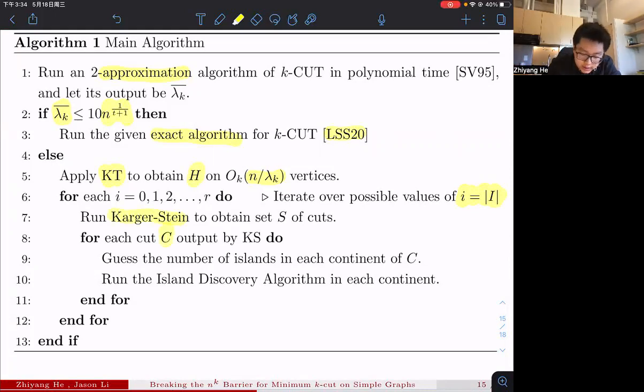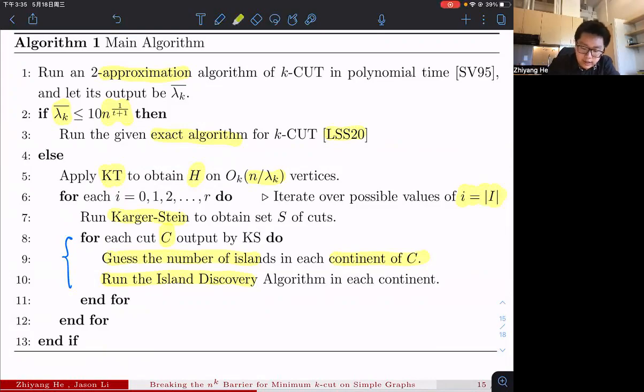And for each cut C, we're going to guess the number of islands in each continent of C, because we don't know how many of them there are. And we're going to run the island discovery algorithm for each continent. And in the end, when this procedure is applied on my border, it's going to return my minimum cut, okay, if I have the right guess. And this concludes our algorithm.